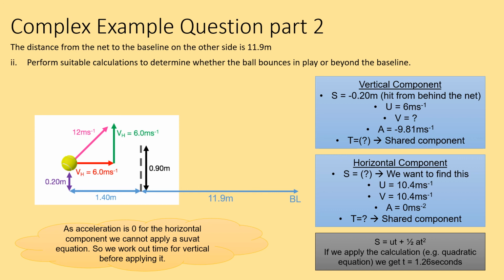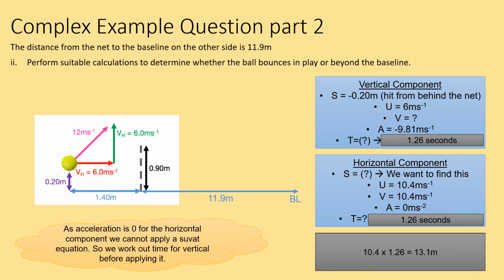So we use s equals ut plus a half at squared, and if we apply a quadratic solution to this, we end up with t being 1.26 seconds. Because we know what the displacement is, we know what u and a are, so we calculate t using a quadratic equation. And that gives you 1.26 seconds. So now we've got the shared components. So 10.4 times 1.26 equals 13.1 meters. Is 13.1 meters larger than 11.9 meters?